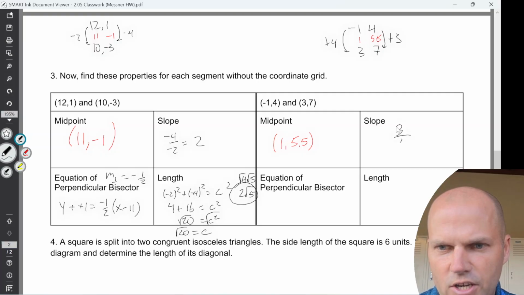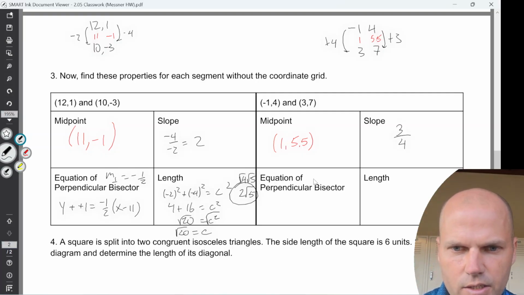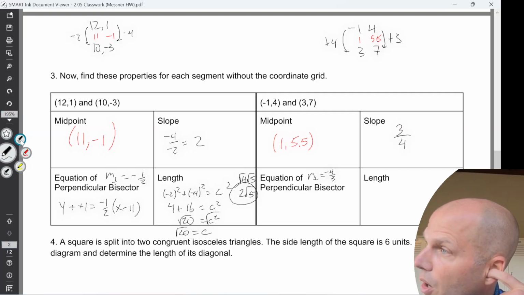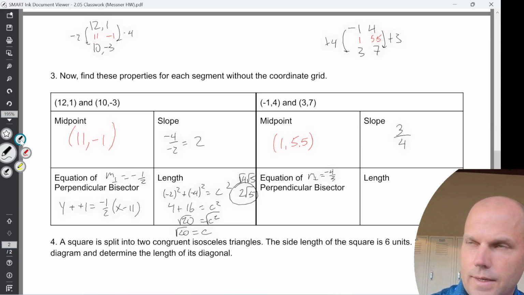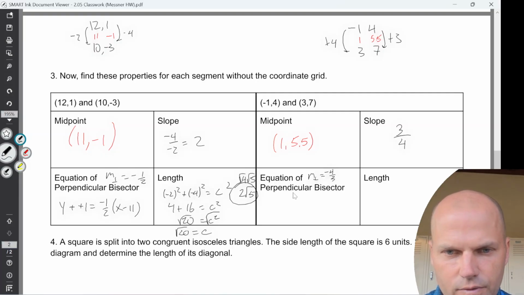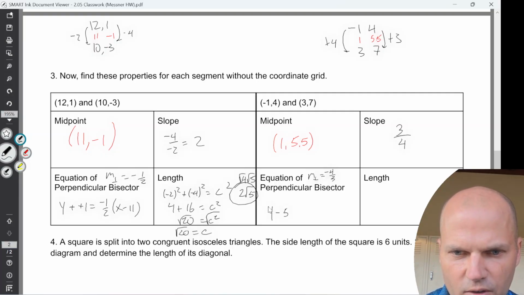Slope will be my change of my y's over the change of my x's. Perpendicular slope will be the flip of that and the opposite of it. Don't take the negative of both. It's just the negative of the whole thing. So like 3/4 is positive, negative 4/3 is negative. So I have y minus 5.5 equals -4/3 times (x minus 1).